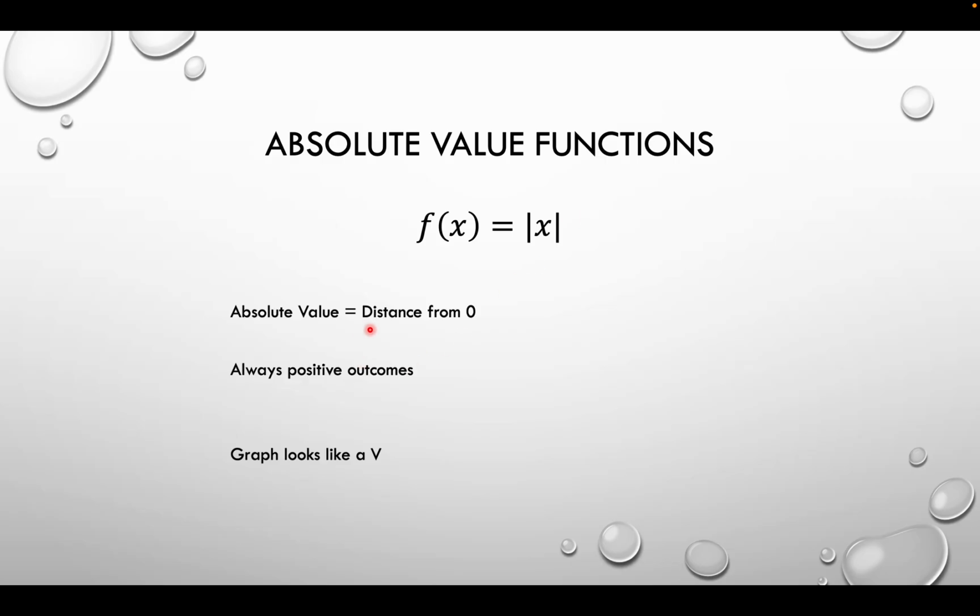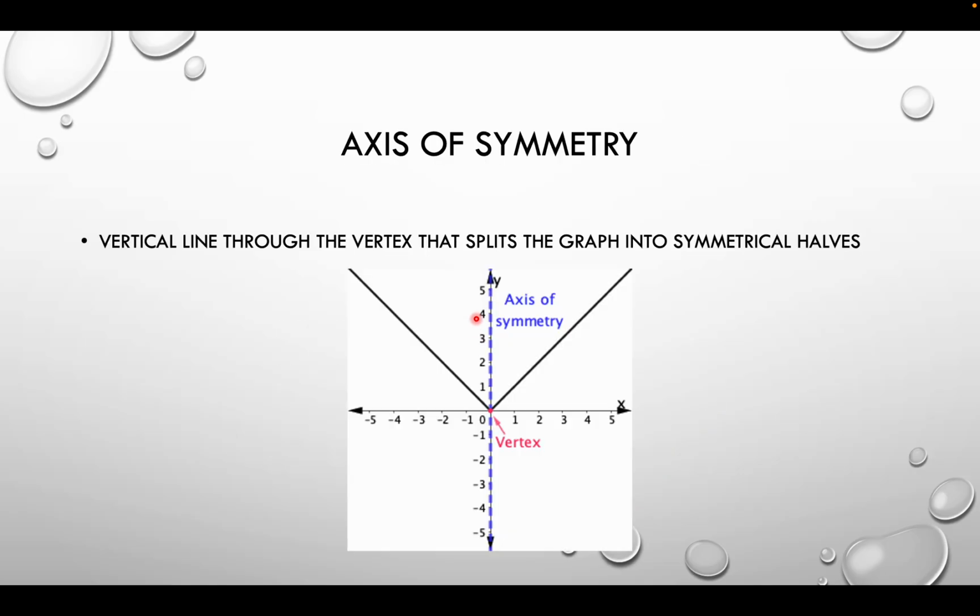So again, distance, you're always traveling, is going to be positive. So remember, absolute value is distance from 0, always going to be positive. This is a key fact to remember. The graph will look like a V as such.